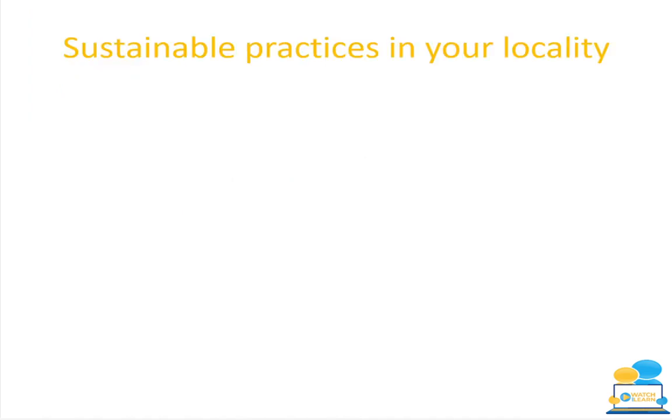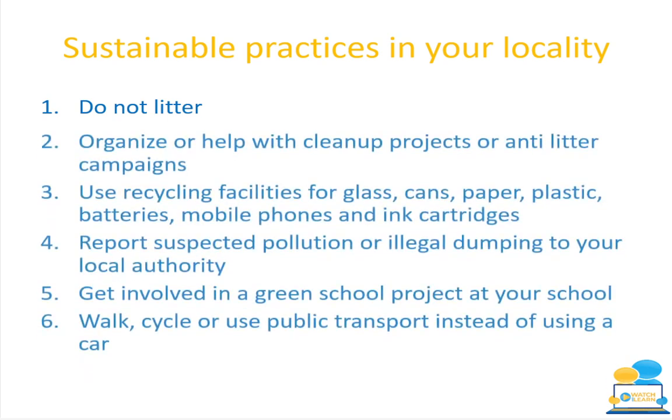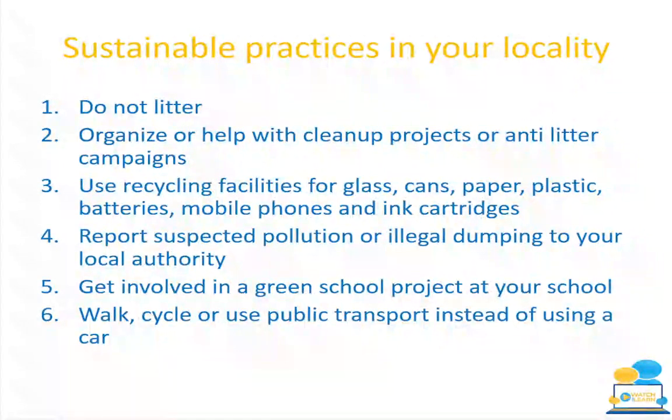So sustainable practices in your area. So first of all, don't litter. Organise or help with cleanup projects or anti-litter campaigns, or join your local tidy towns. Use your recycling facilities for glass, cans, plastic, paper, batteries, your phones and ink cartridges. Report any illegal pollution or dumping to your local authorities, so this is your county council, and people do get brought to court and have to pay huge fines.